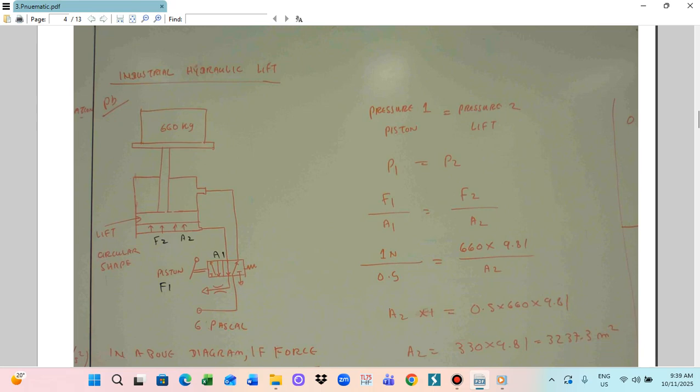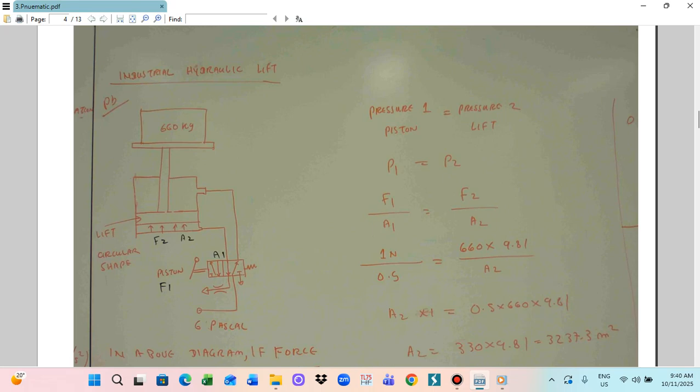According to Pascal's law, this piston force will be F1, and the lift force will be F2. We apply F1 with area A1, and this is F2 with area A2. So F1, A1, F2, A2. In this case, we can use pressure 1 is equal to pressure 2. Pressure 1 on the piston is equal to pressure 2 on the lift. So P1 is equal to P2.